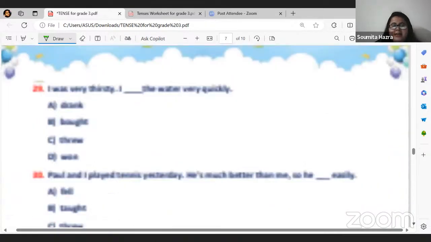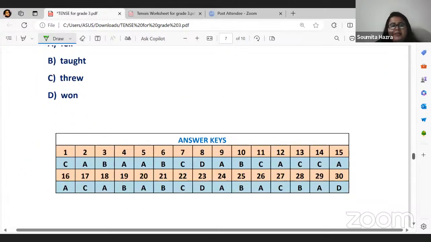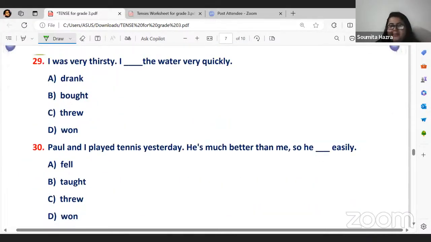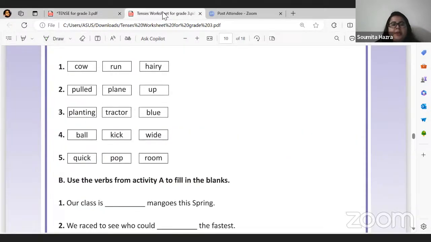29, 30. They are again the similar type of questions. So I am not discussing 28, 29 and 30. I will discuss a different worksheet. Okay. Let's discuss a different worksheet.